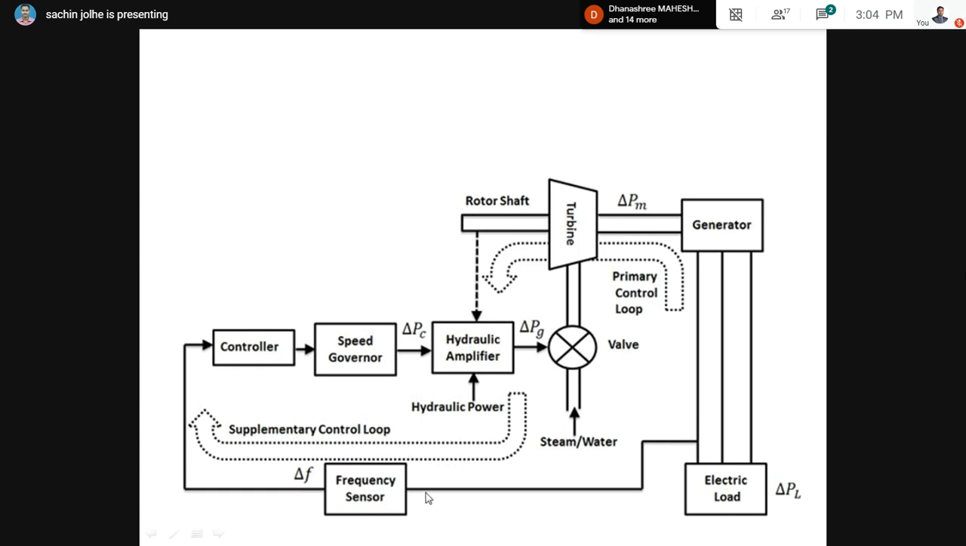This is also done by the secondary loop, because as the speed of the generator changes, the frequency is affected. If the generator speed is less, then the frequency is going to be less. If the generator speed is high, the frequency is going to be high.